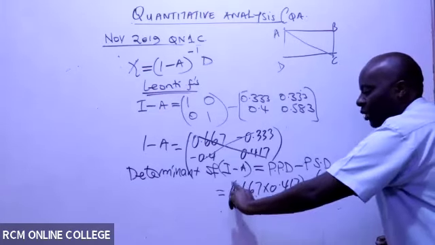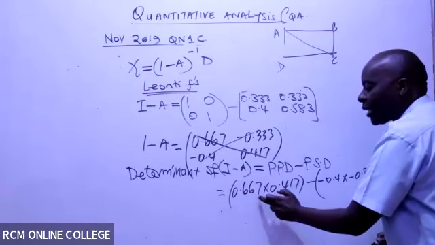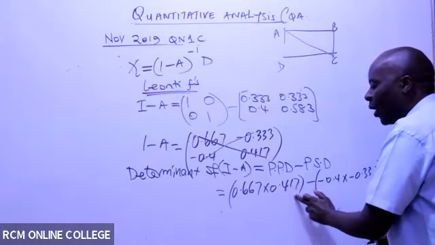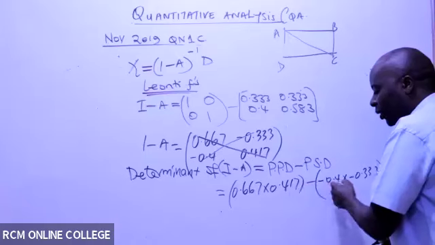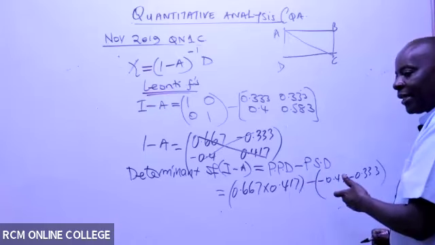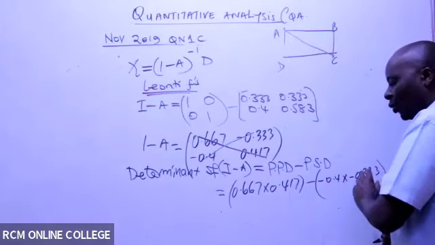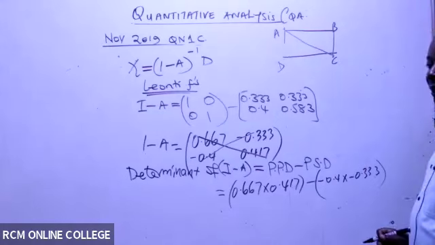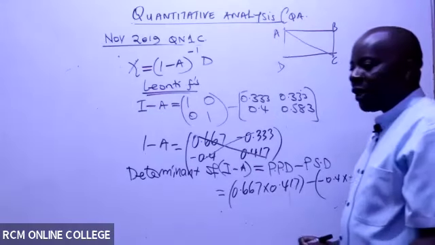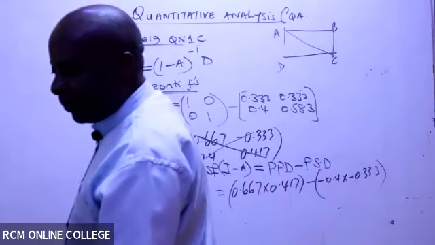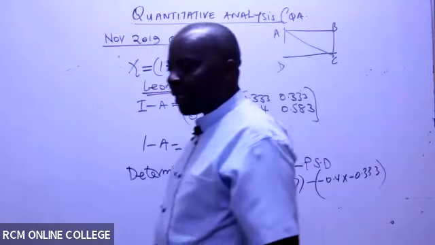In your calculator you say open bracket, 0.667 times 0.417, you close. Then you say minus, open bracket, you take this, then you say close. Could you kindly give me your suggested answer?